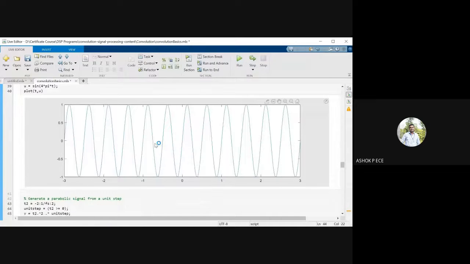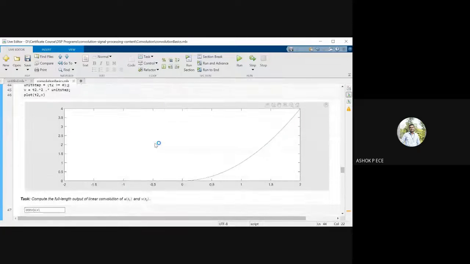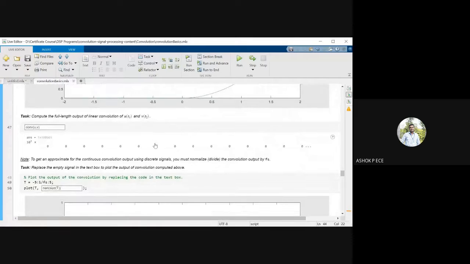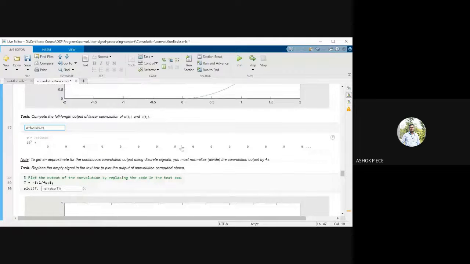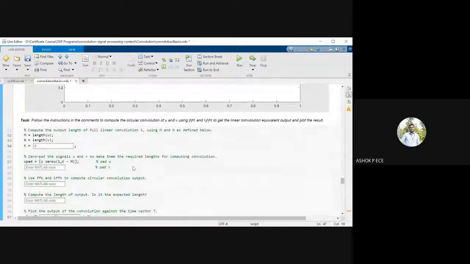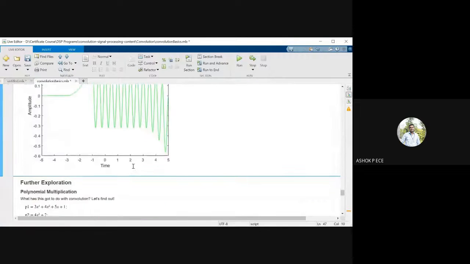This is the sine wave. This is the unit parabolic signal. And this is the convolution. Maybe we'll assign it to some variable W. See if this is working. Yes. The convolution value is given. Maybe you can see the workspace and get the value for W, the coefficients of W. The same way, you are given a task on how to find convolution.